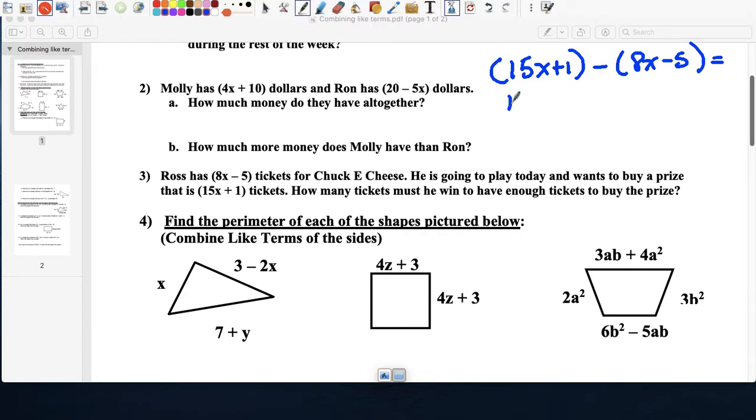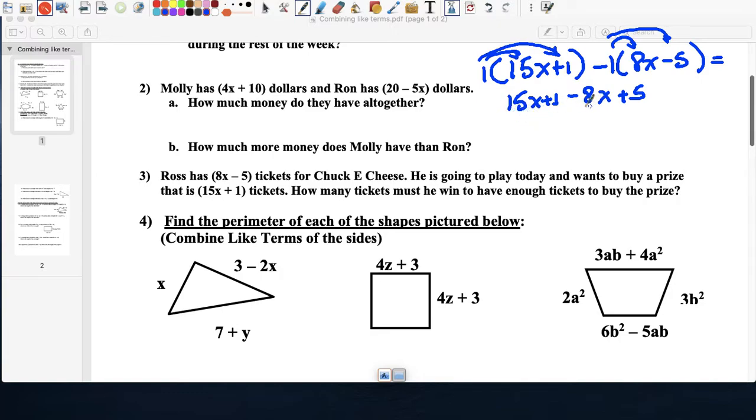So 15x plus 1, nothing changes here. There's a positive 1 if you just want to think about it that way. Subtraction, right? There's a minus, and if you imagine again a negative 1 here, everybody's going to come out looking the opposite. So 8x is going to be negative 8x, and negative 5 becomes plus 5.